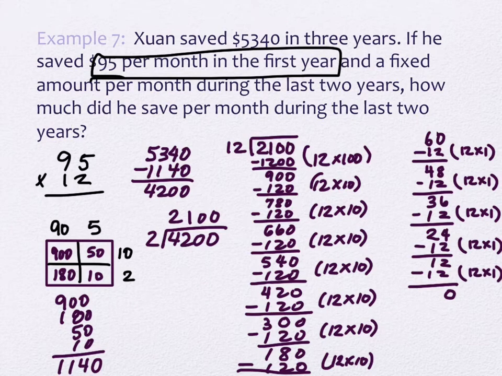Okay, I got to 0. Did everybody get to 0? Oh, good deal. How many subtractions did we do? Well, there's 100. Whoops. There's 100. And then I have 10, 20, 30, 40, 50, 60, 70. So that's 170. And then I had 1, 2, 3, 4, 5. So it's 175. A question asked us, how much did he save per month during the last 2 years? So this is 175 what? Dollars, exactly.